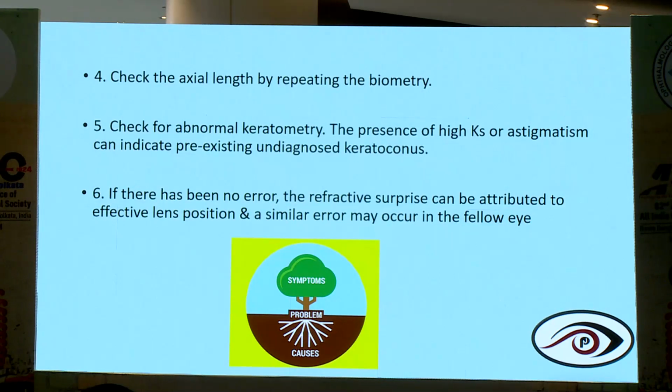Then you should check the axial length by repeating the biometry. You should check for abnormal keratometry. Sometimes what happens is the presence of high corneal astigmatism, which means you might have missed pre-existing keratoconus in that patient. If there is no error, the refractive surprise can be attributed to the effective lens position, and a similar error can happen in the fellow eye too.